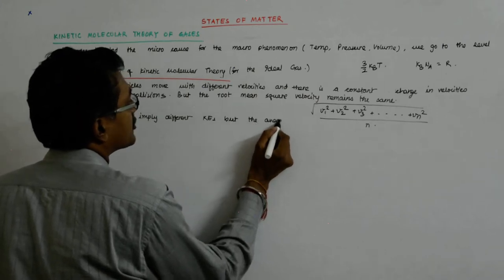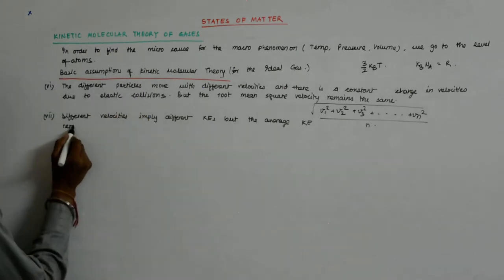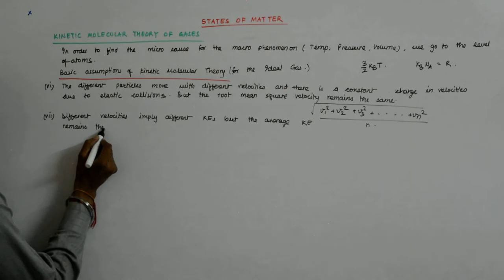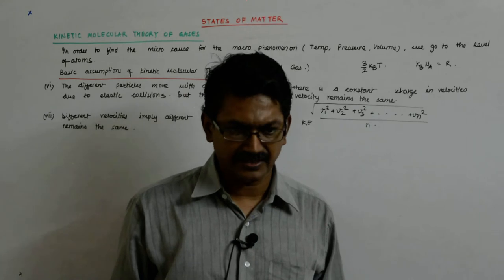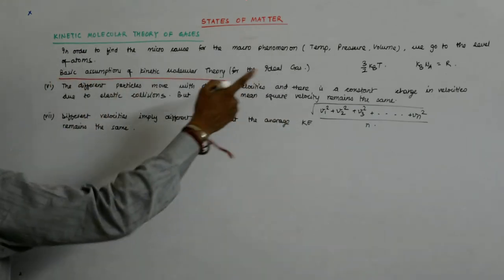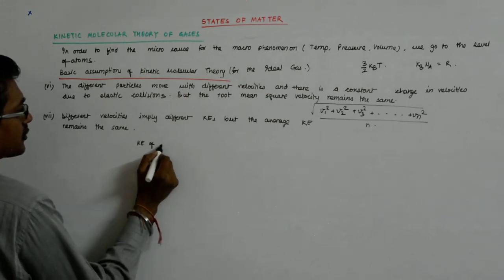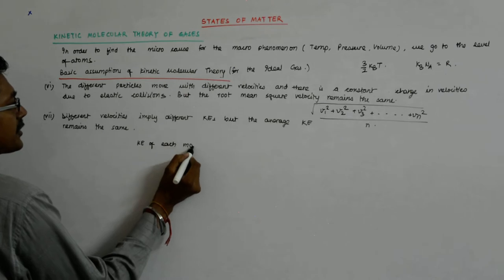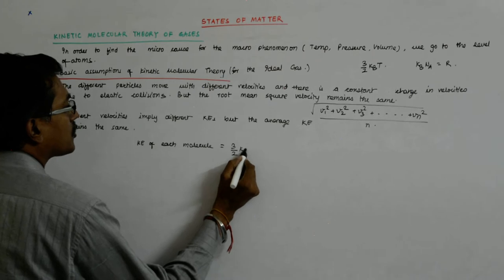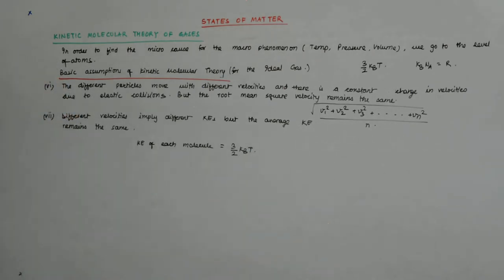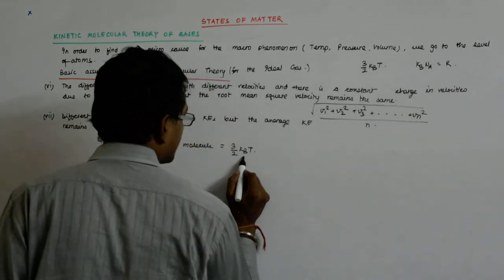But the average kinetic energy remains the same. Why? Because this average group velocity remains the same. The group velocity is the same. In fact, as I had told you, that KE of each molecule is equal to 3 upon 2 kBT, where kB is the Boltzmann's constant.